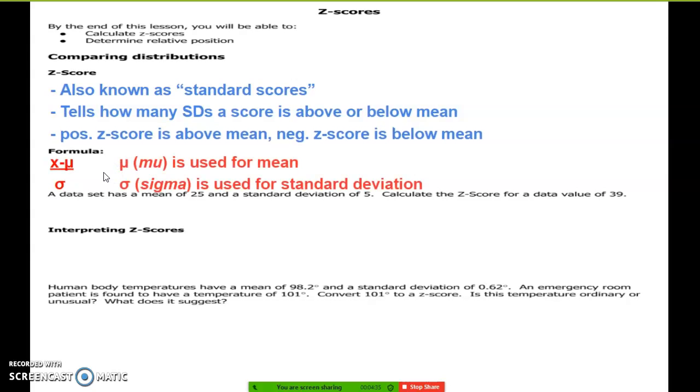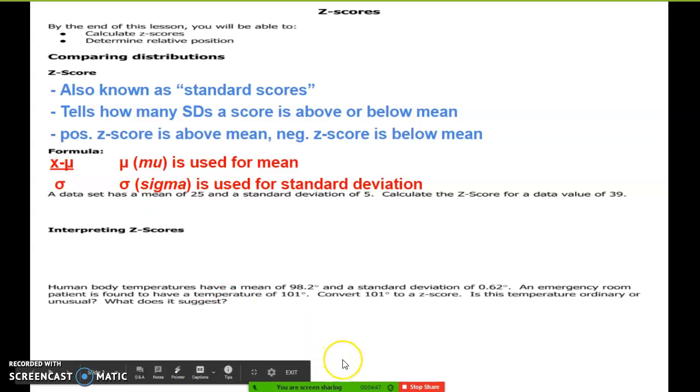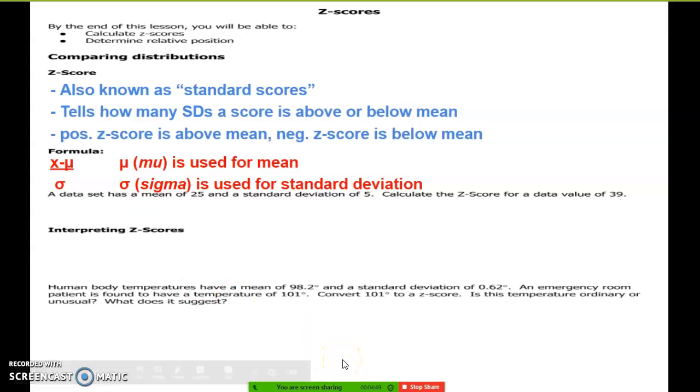These symbols we haven't encountered yet. These are Greek letters. This is mu, that means mean. And this is sigma, which means standard deviation. So what we're looking at here is x, the score I'm standardizing, minus the mean, divided by the standard deviation.